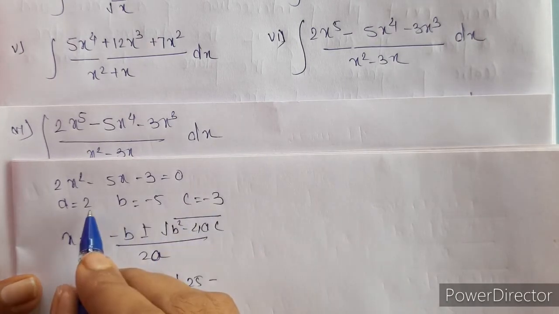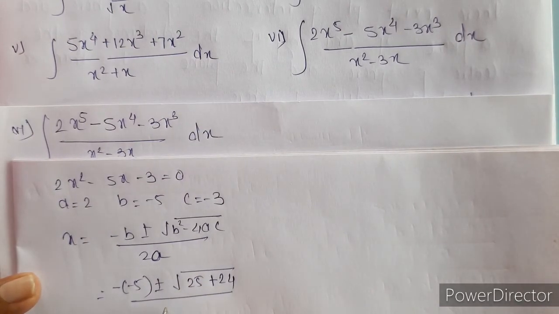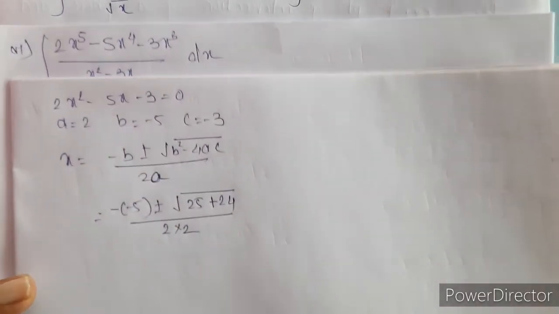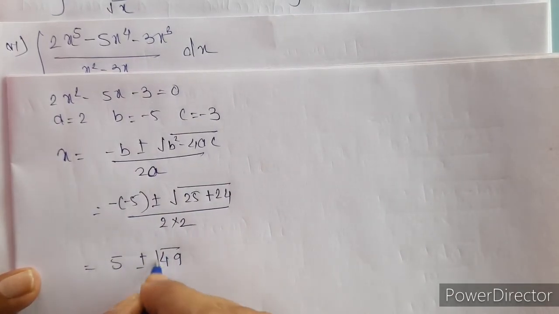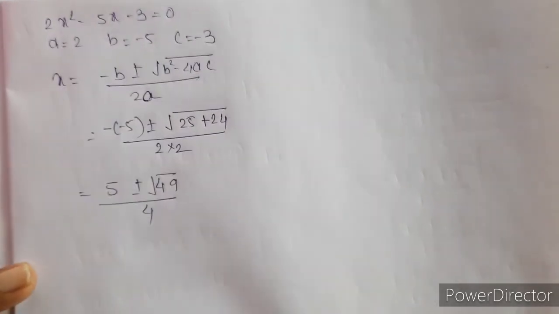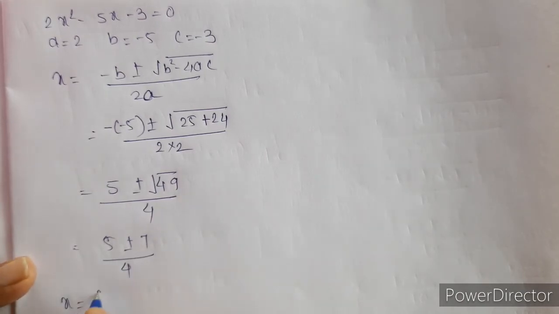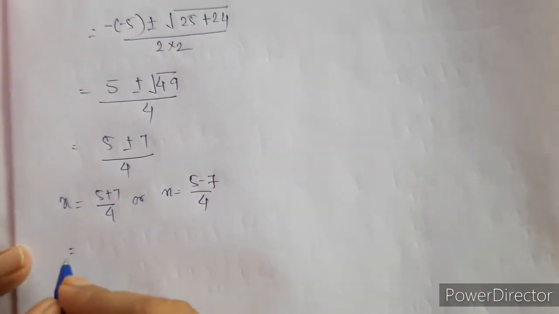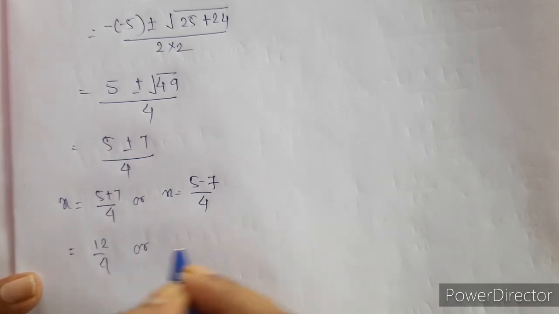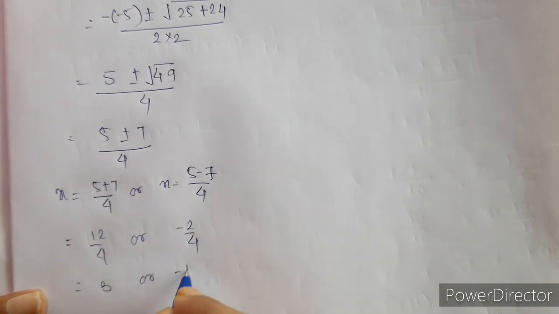So plus 24, divided by 2 times a, 2 times 2. So this minus minus will become plus, plus or minus root 49 divided by 4. Now root 49 is 7, so this will be plus or minus 7 by 4. So value of x is 5 plus 7 by 4, or value of x is 5 minus 7 by 4. So this is 12 by 4 or minus 2 by 4. So it is 3 or minus half.